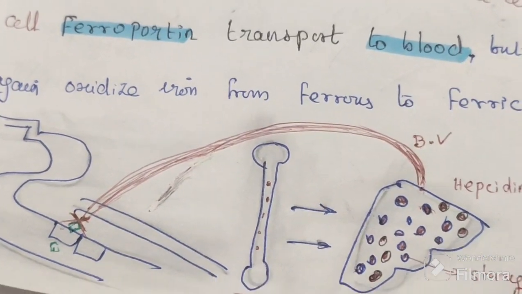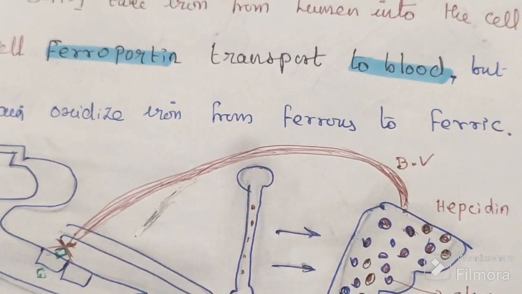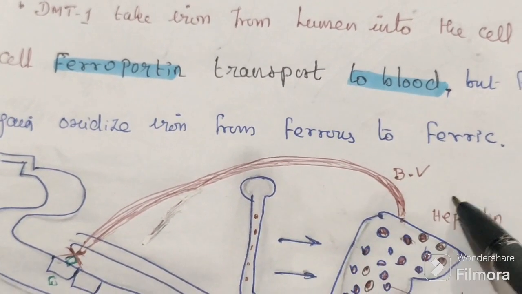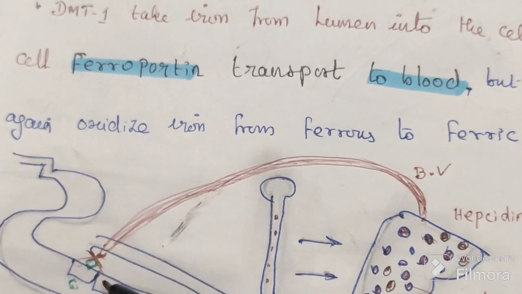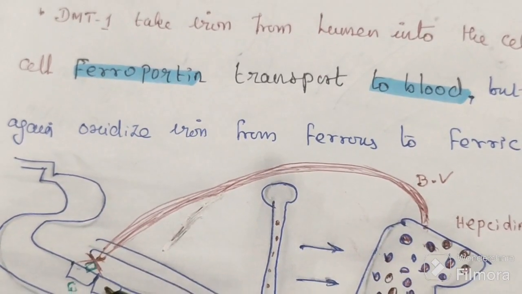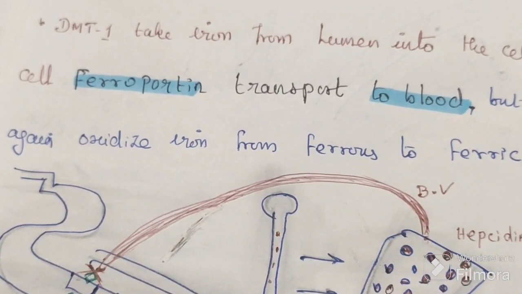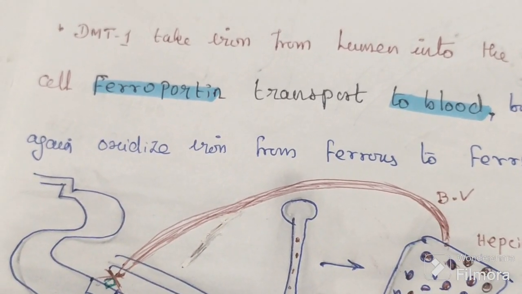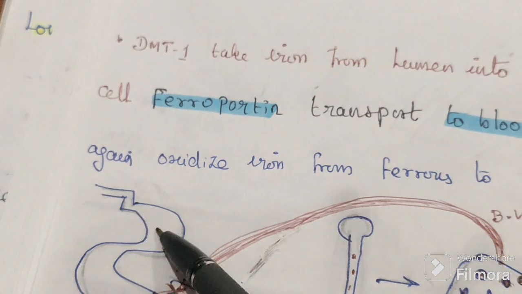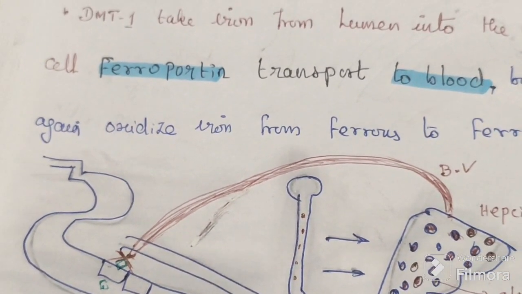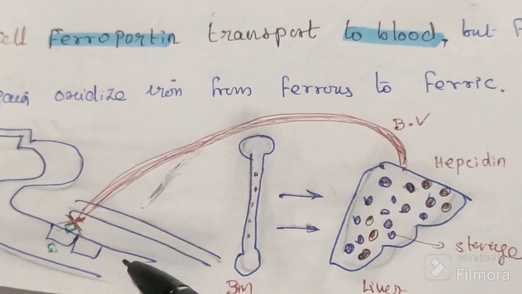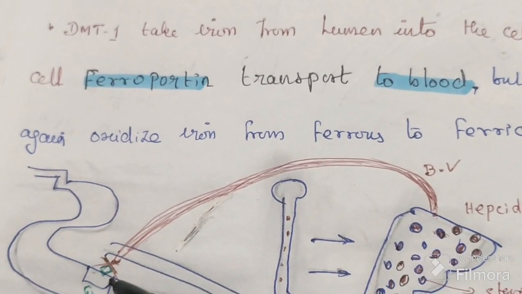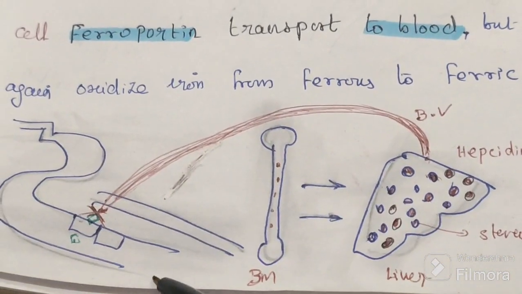So this is the function of hepcidin. More hepcidin will cause more degradation of ferroportin. So whatever iron you take in the diet will go inside, but it will not be absorbed; it will be excreted in feces. Whenever we eat, it will come inside but not be absorbed, and it will be excreted in feces.